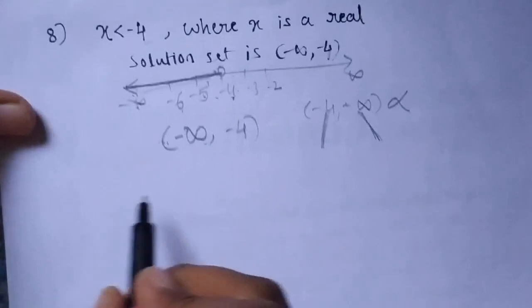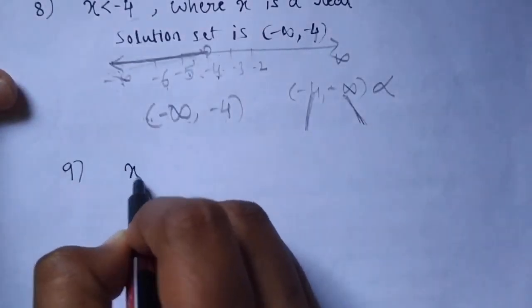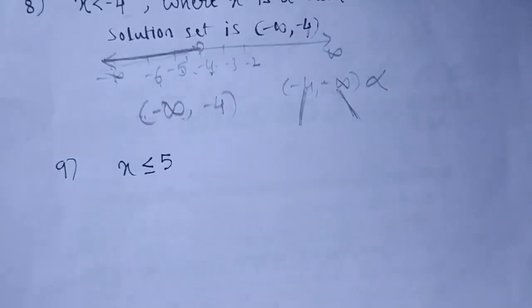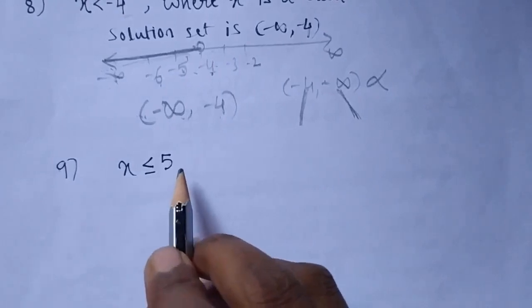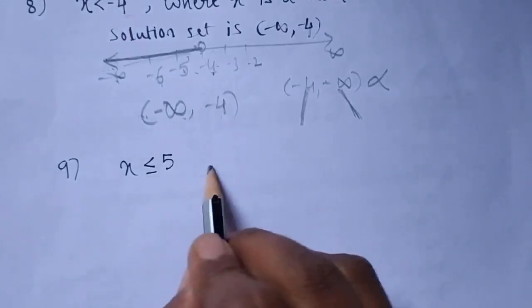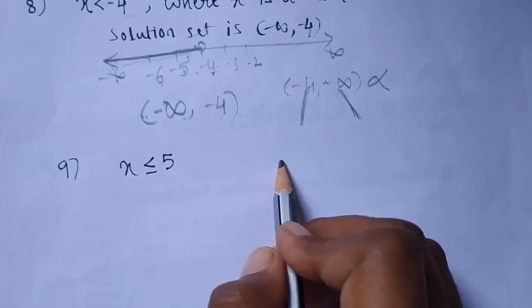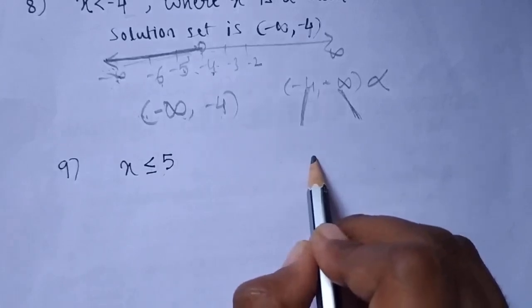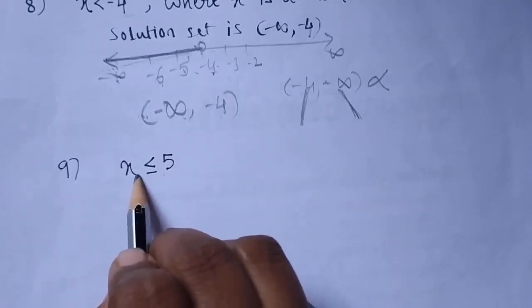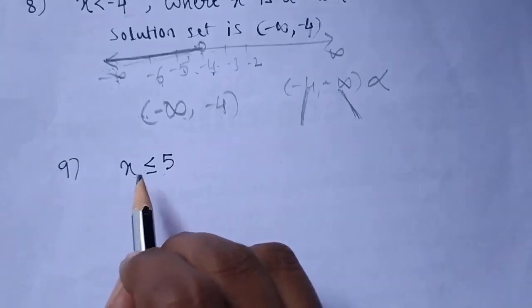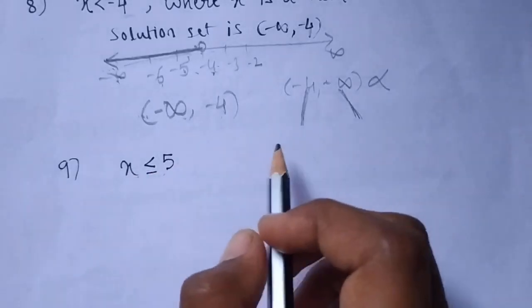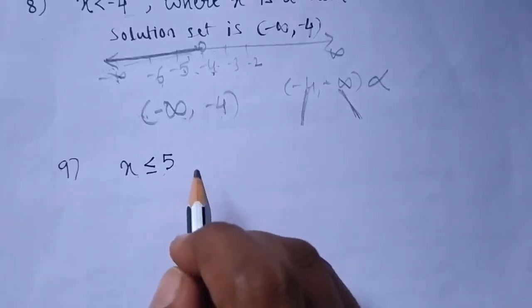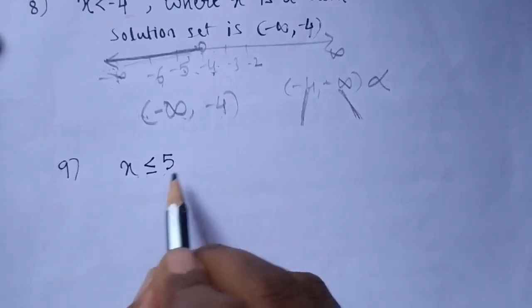Next example, the 9th one, x less than or equal to 5. In case of real numbers, it is not needed to mention that x is a real. They may also ask the question as solve the inequality. If they do not mention x, then you have to understand that x is a real. For natural and integer, they will mention that x is a natural or x is an integer. If they do not mention anything, then understand that x is a real and write the solution set for real numbers.